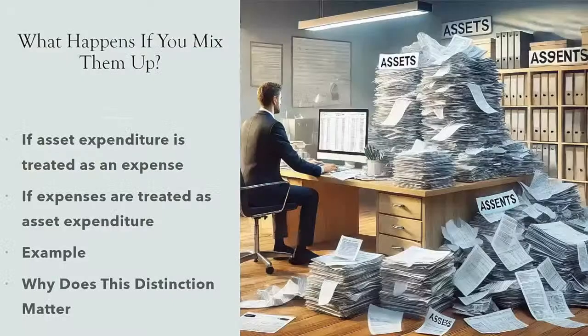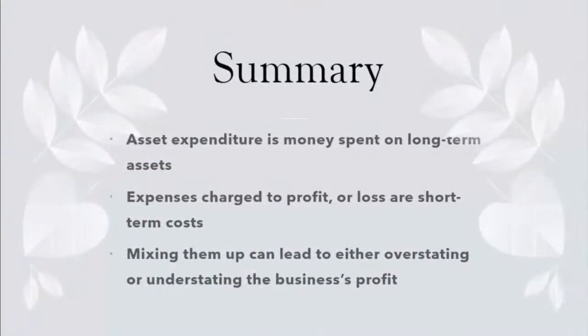Why does this distinction matter? The key point is that asset expenditure is about long-term value, while expenses are about short-term costs. Mixing them up can lead to errors in the financial statements, and that can cause problems for decision-making. In summary, 1.